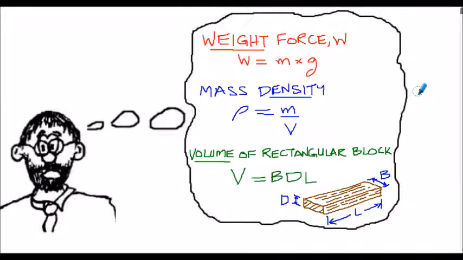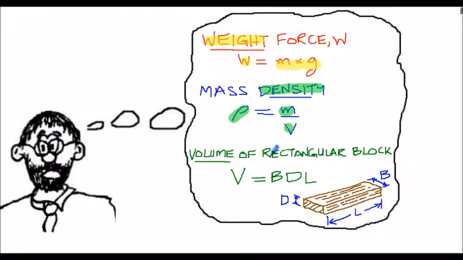For the rest of the slide, we're going to consider some calculations involving these various quantities. And I've put on this slide some of the basic formulas that we'll be referring to for reference. So we've got our weight formula. Weight is mass times gravitational acceleration. We have our mass density formula. Density, symbol rho, is mass divided by volume.